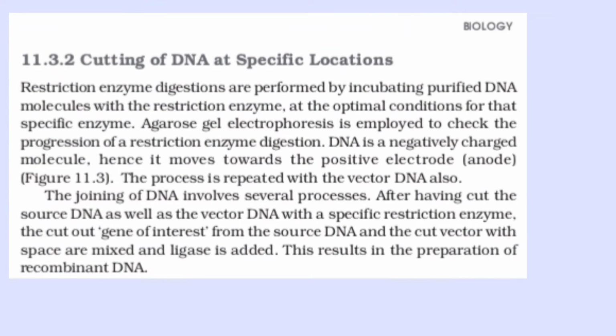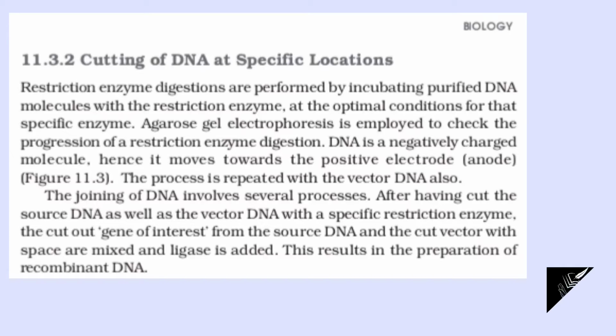Number 2. Cutting of DNA at specific locations. Restriction enzyme digestions are performed by incubating purified DNA molecules with the restriction enzyme at the optimal conditions for the specific enzyme. Agarose gel electrophoresis is employed to check the progression of a restriction enzyme digestion. DNA is a negatively charged molecule, hence it moves towards the positive electrode or anode. The process is repeated with the vector DNA also.